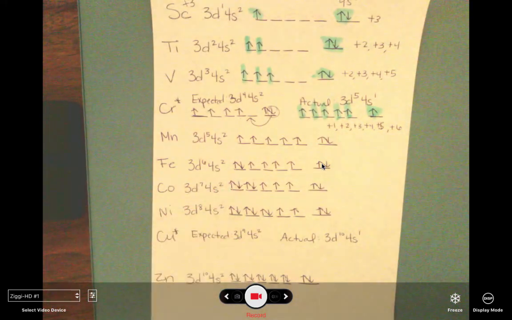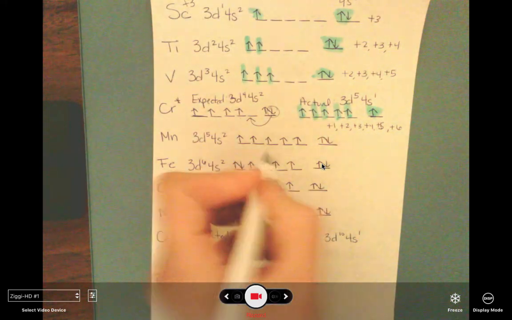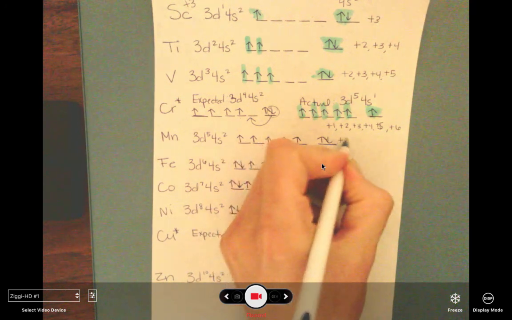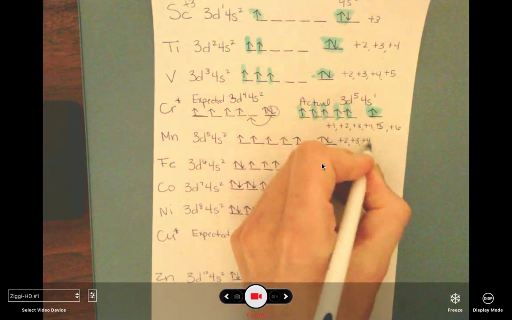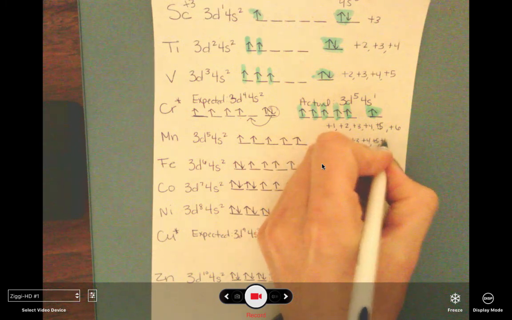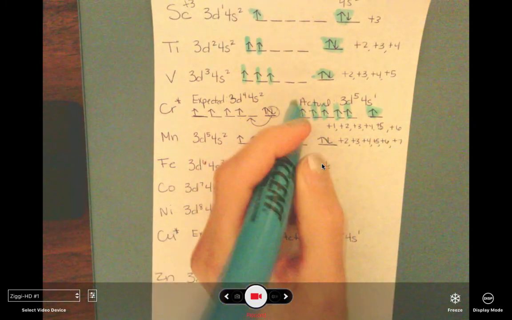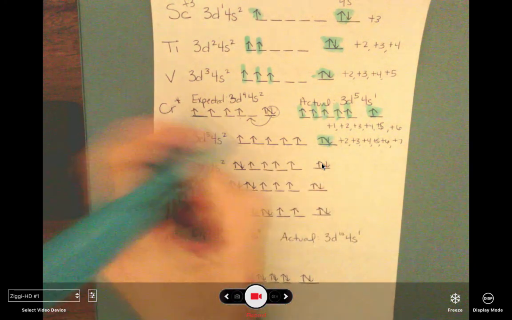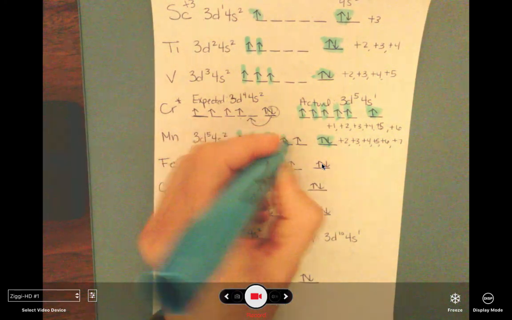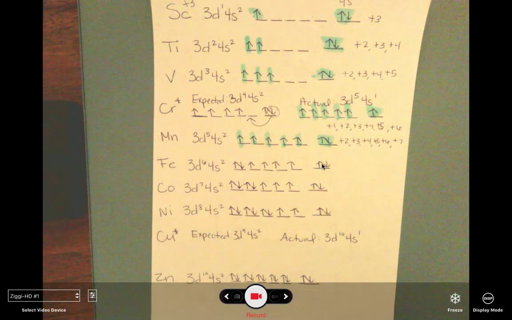Manganese can take on even more charges. It can take on +2, +3, +4, +5, +6, and a +7. Again, start with your +2, +3, +4, +5, +6, +7. So it can pull individual electrons from the d block to get to different charges.